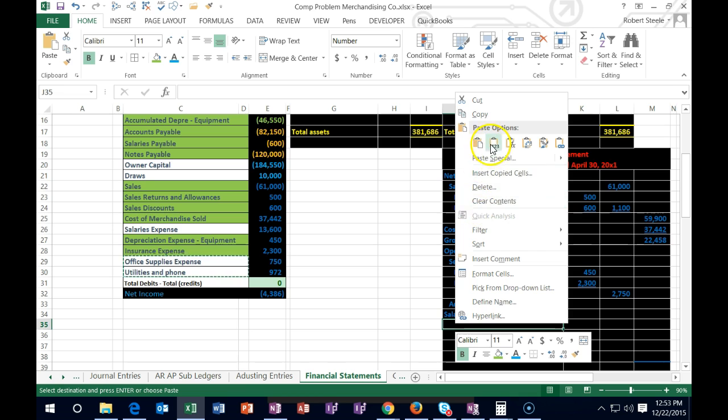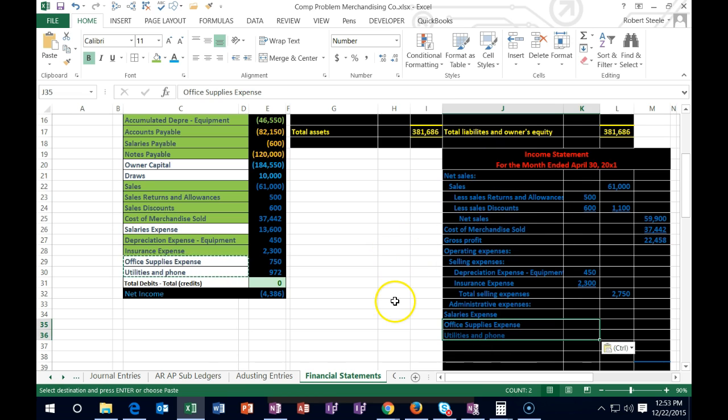And paste it 1, 2, 3 down here. All right, then we're going to increase the indentation. I'm going to highlight all three of those. And we're going to go to the home tab, alignment, increase indentation here. And there we have that.